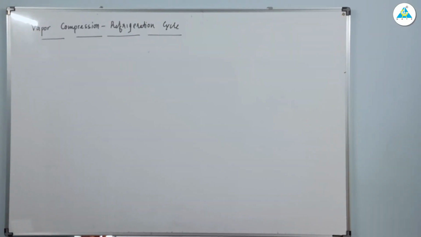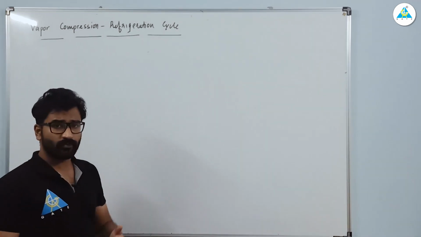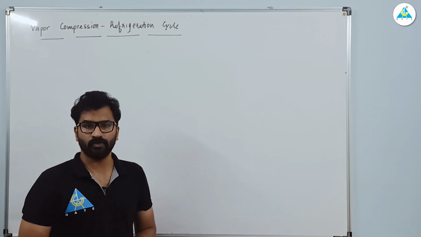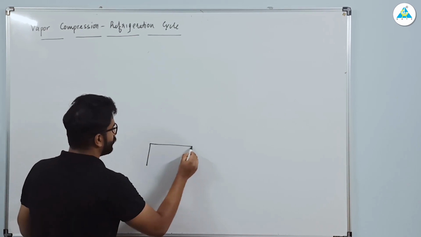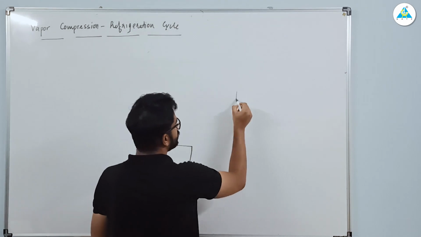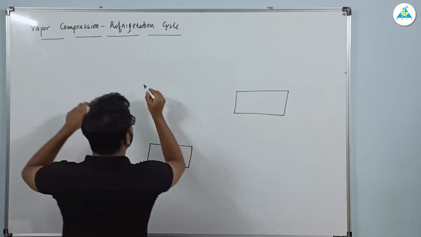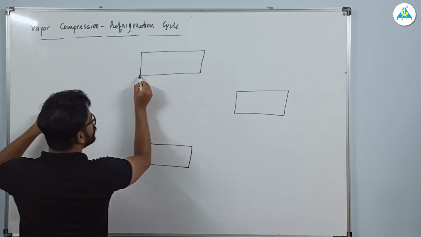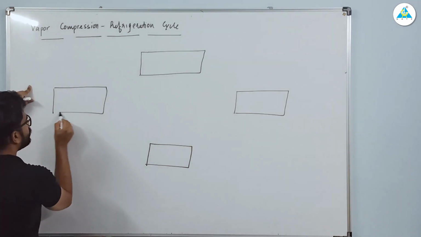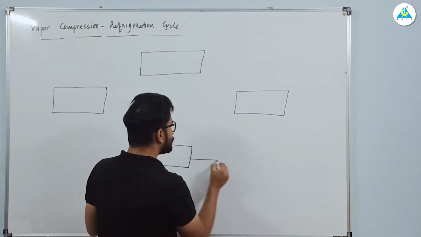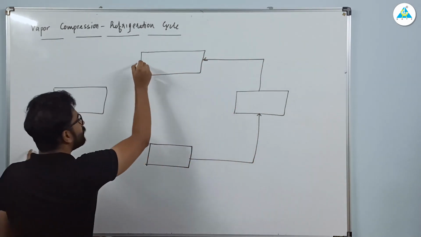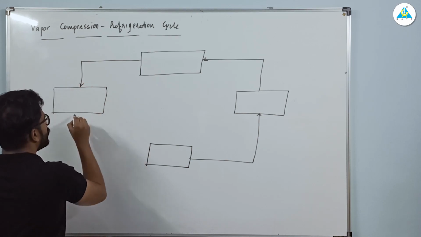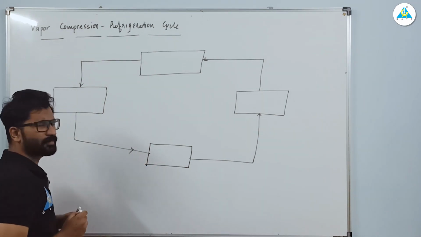The next topic is the vapor compression refrigeration cycle. This is one of the major questions. Sometimes in interviews they will ask you to draw this. So how to draw this? Very simple. You have 4 major processes happening, so always make a cycle. Since it is a cycle, you can start your explanation from anywhere.